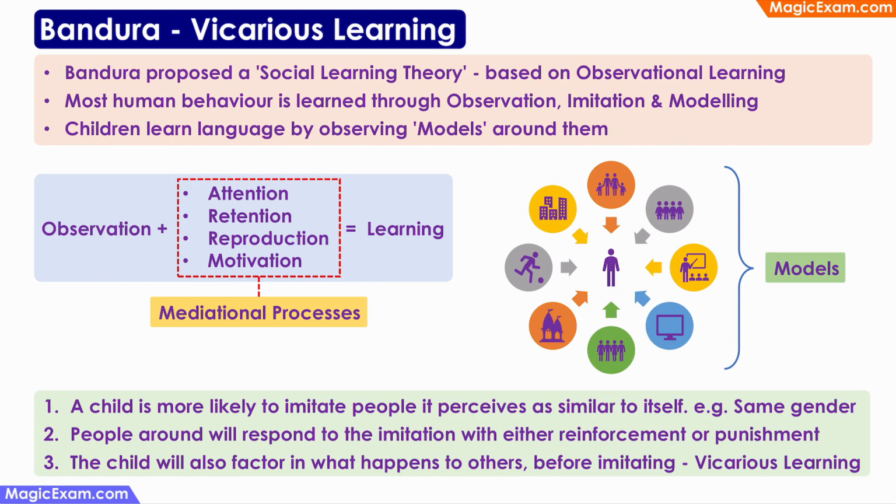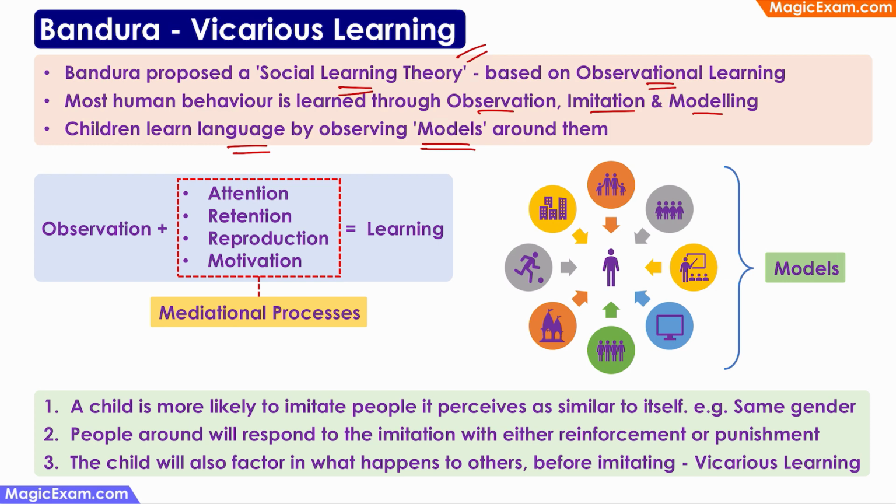The next theory that we will look at is Bandura's vicarious learning theory. So vicarious learning means that we are learning through somebody else. So Bandura proposes a social learning theory, and he talks about observational learning. He says that most human behavior is learned through observation, imitation, and modeling. More specifically, coming to language development, he says that children learn language by observing models around them.